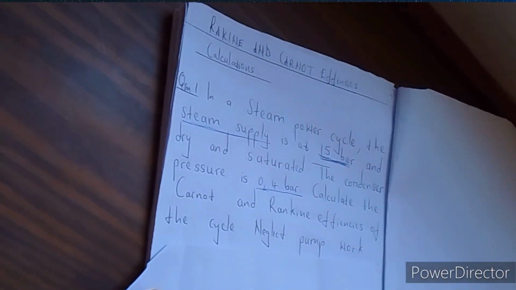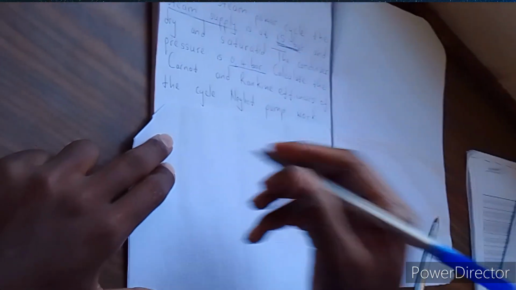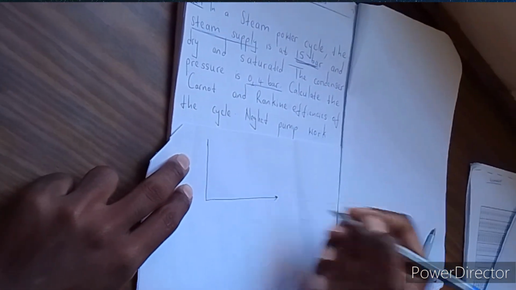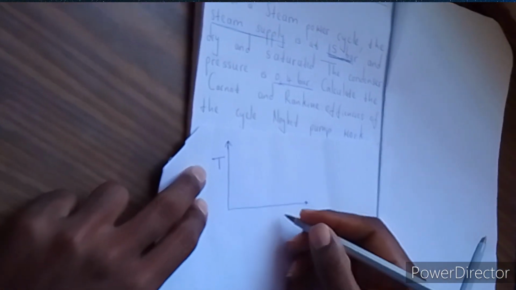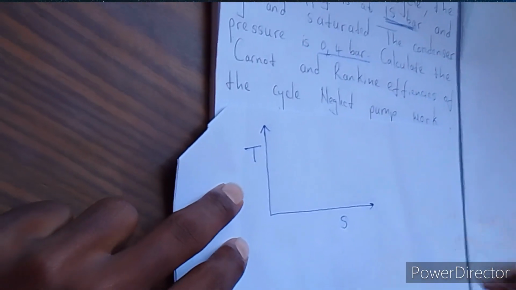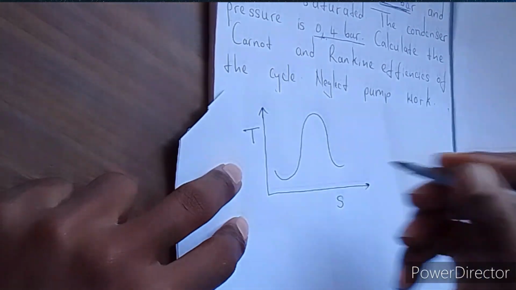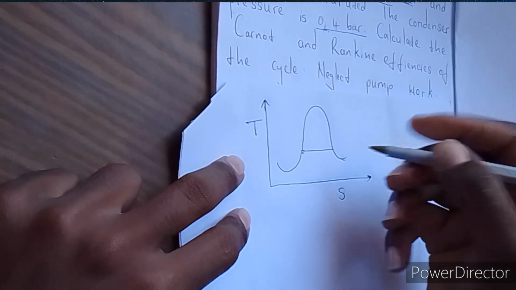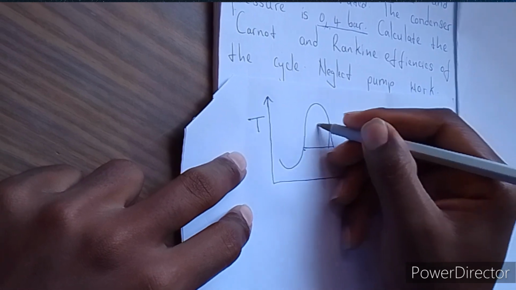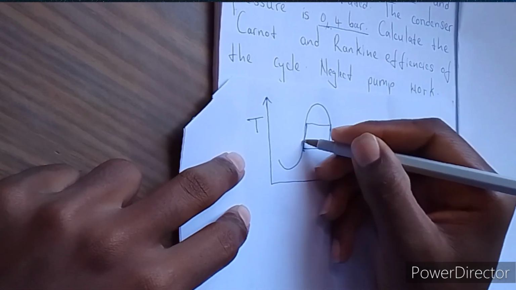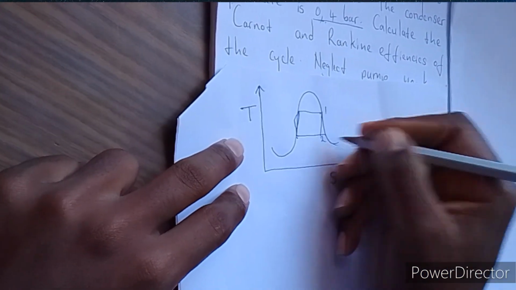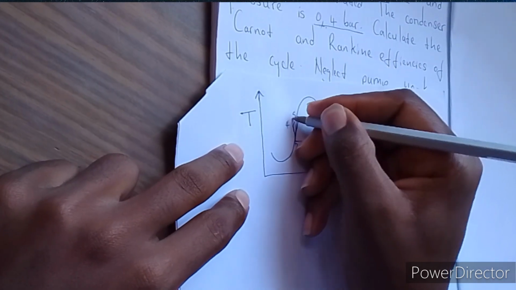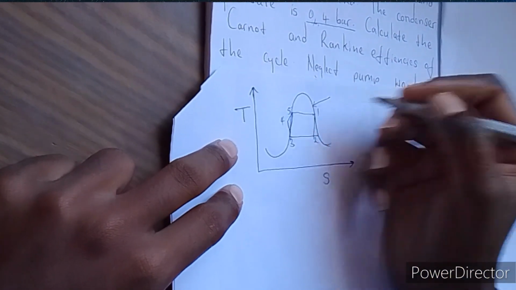Firstly, you can draw the TS diagram first. So in our TS diagram here, we are going to have temperature, and here we are going to have S representing the entropy. Then you draw your graph. So here we are going to write 1, and then here we are having 2, 3, 4, 5, and here we mainly need this line.